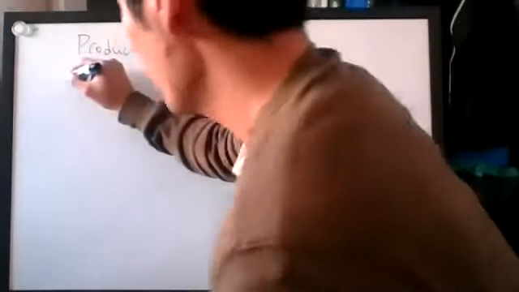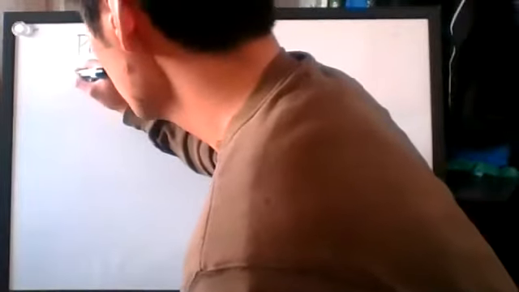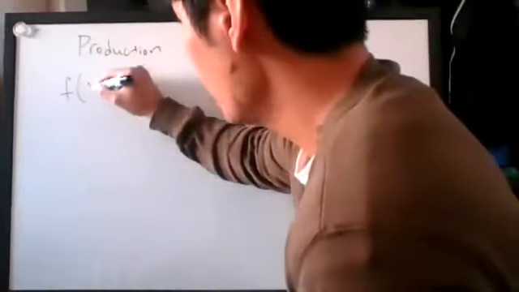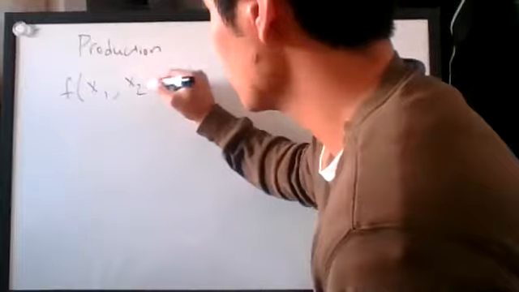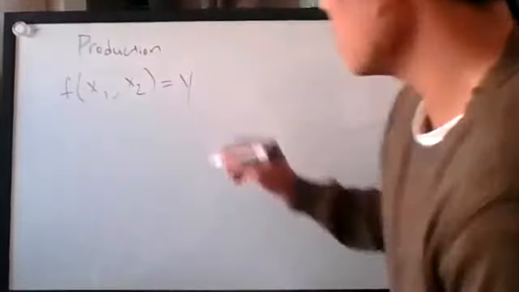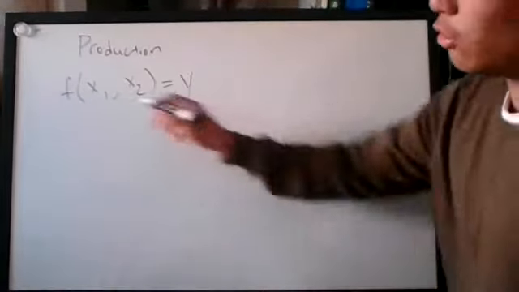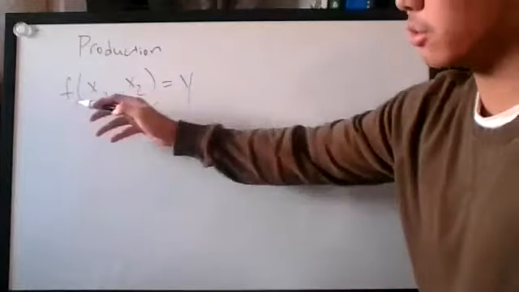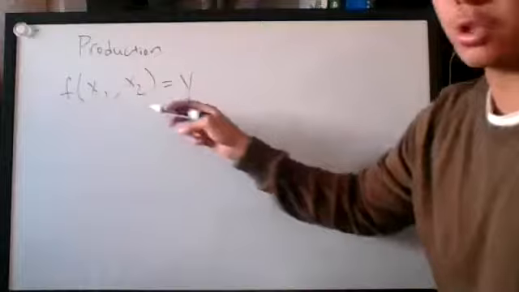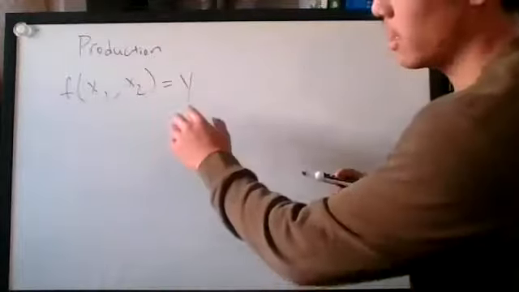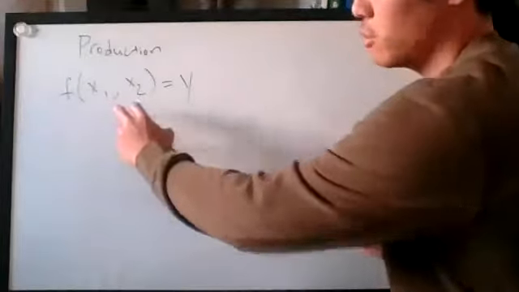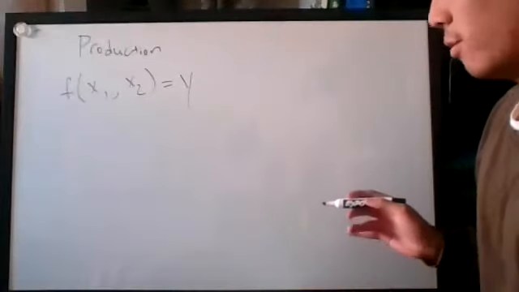So we have something called a production function. The production function is going to look something like this: f of x1 and x2, and we're going to say that this is equal to y. Hopefully you guys are starting to see the pattern. With consumption, we were measuring utility, but now we're just measuring straight output. How much can we produce? So y is production, given that we have 2 inputs, x1 and x2.